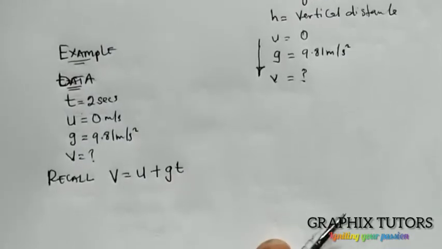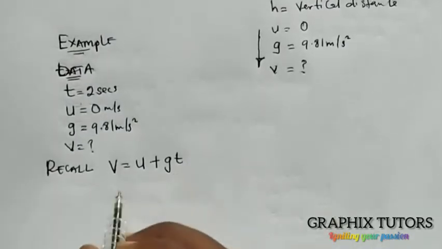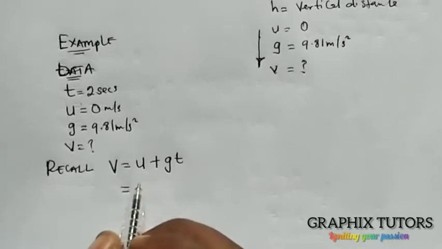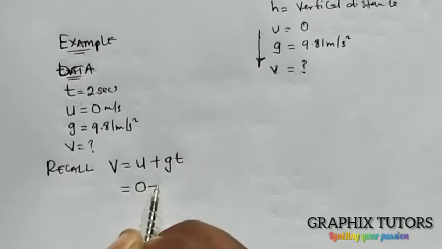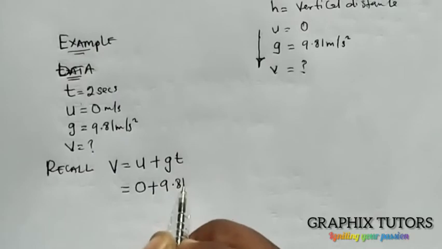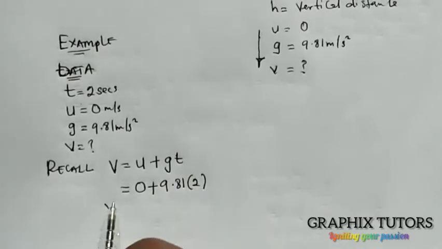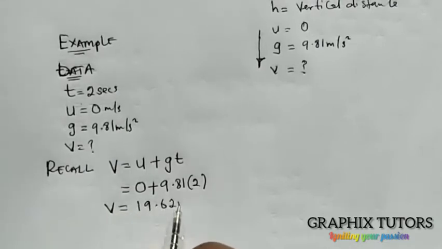Now from here, what is the V? We are calculating for the V. The U is 0, plus the G is what? 9.81. The T is 2 seconds. So therefore my V will now give me 19.62 meters per second. That is the velocity. Right? Because you multiply this, you have 19.62 plus 0 giving 19.62.